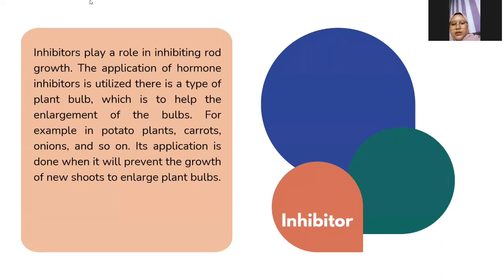Next, inhibitors. Inhibitors play a role in inhibiting root growth. The application of hormone inhibitors is utilized. There is a type that helps the enlargement of the bulbs, for example, in potato plants, carrots, onions, and so on. Its application is done when it will prevent the growth of new shoots, to enlarge the plants' bulbs.